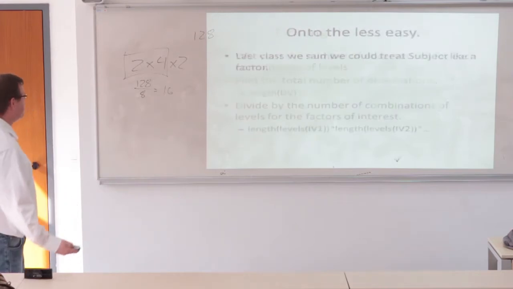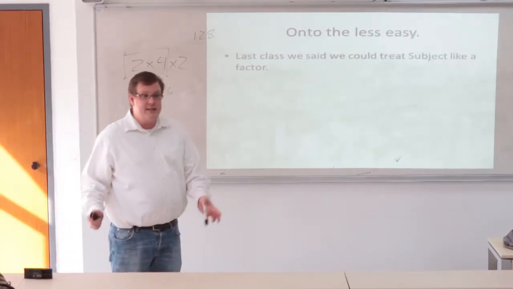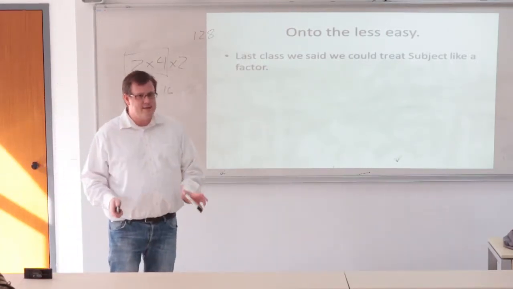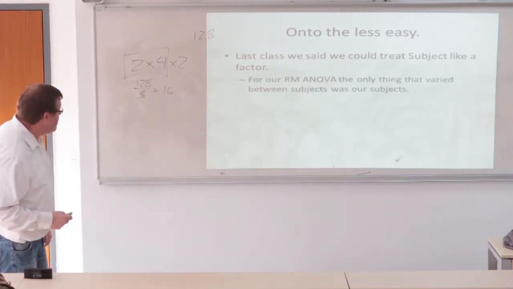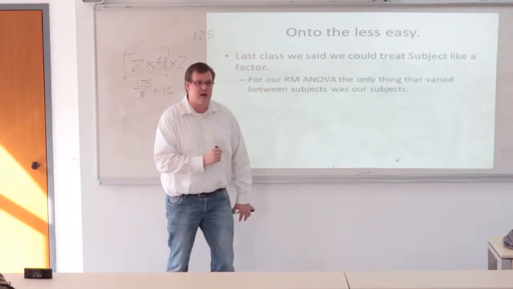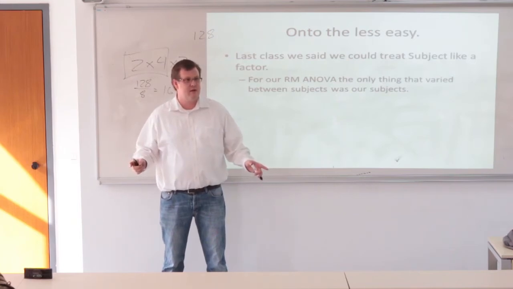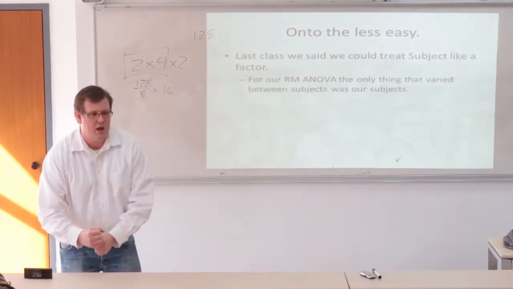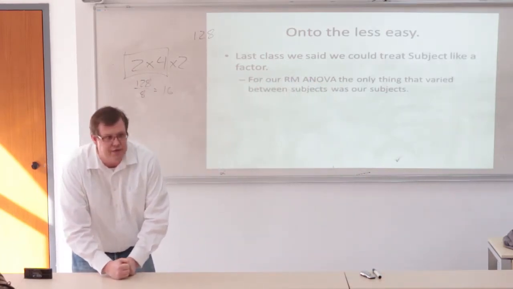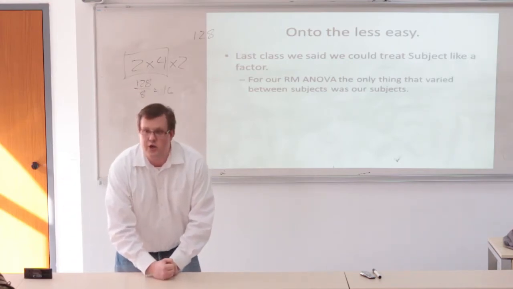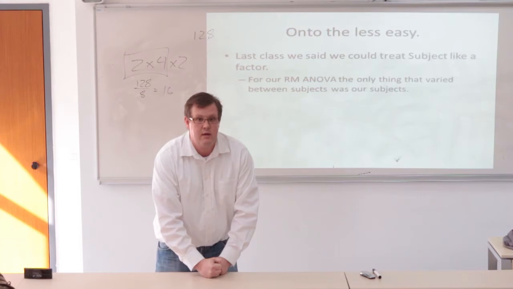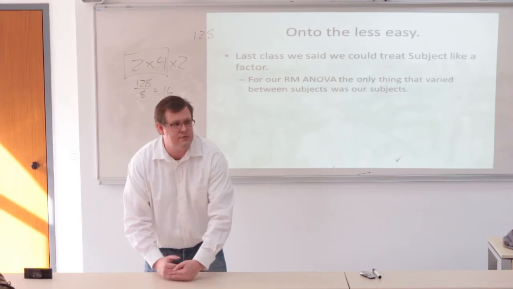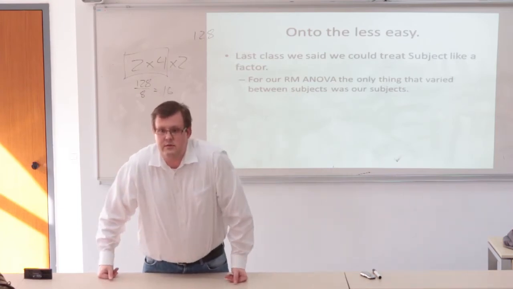All right. So, on to the last piece. Last class we said that we could treat subjects like a factor, right? And that's still true. For our repeated measures ANOVA, the only thing that varied between subjects was the subjects. So you have one subject getting a concrete list with no Q, a concrete list with a Q, an abstract list with no Q, and an abstract list with Q, right? So Q and list varied within subjects. The only things that varied between subjects were the individual subjects.